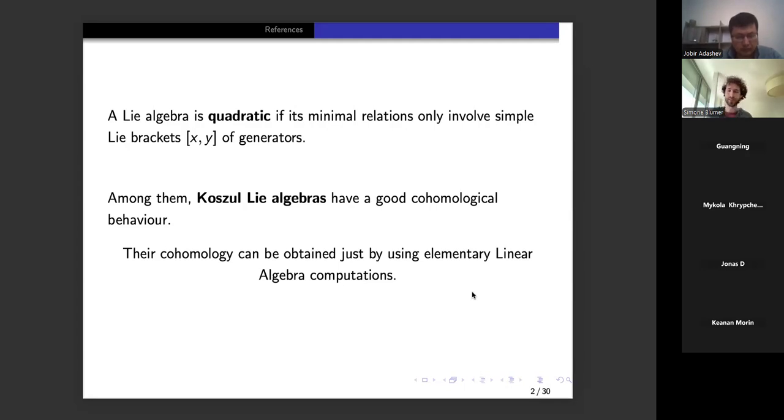But the problem is that in general, you have to compute a lot of kernels and images of maps between usually infinite dimensional vector spaces, and you have to compute infinitely many kernels and images. So yes, in principle, it is just linear algebra, but in practice, it is almost impossible to compute cohomology explicitly. Well, we'll see that in the case of Koszul algebras, things are much easier, and also passing to the cohomology doesn't lose any information about the Lie algebra.